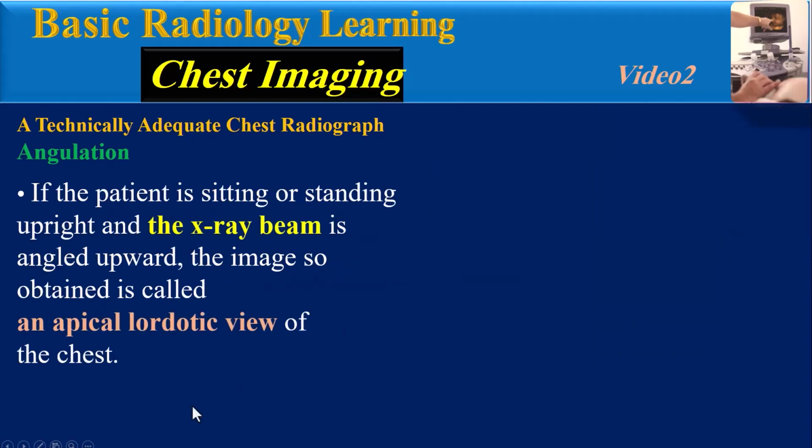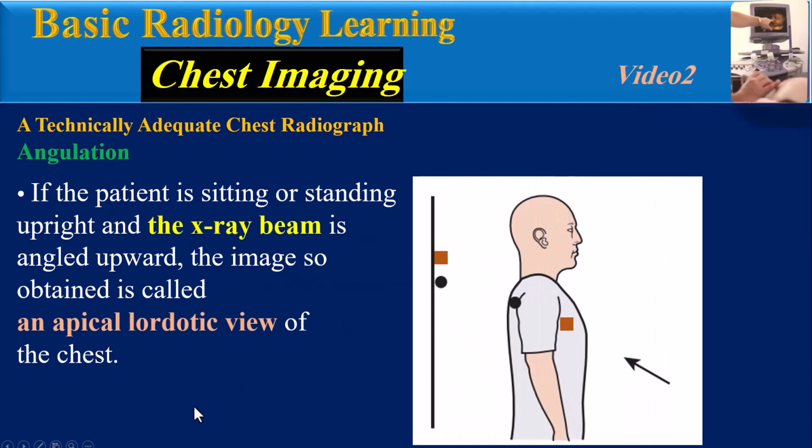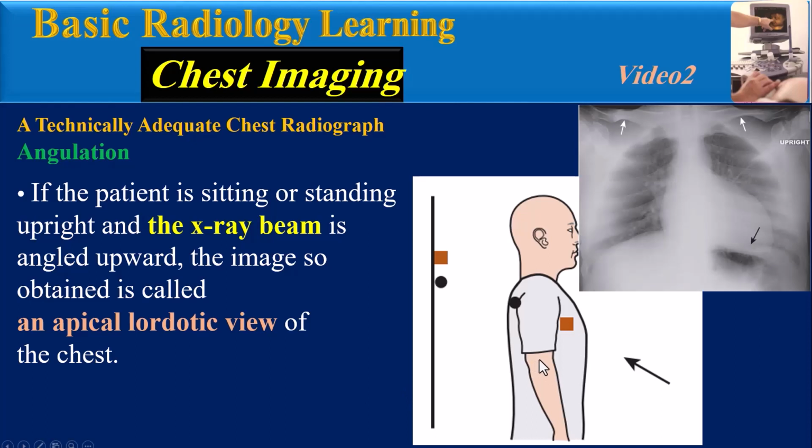As we can see here, in a standard PA chest radiograph the clavicles are lower than the first thoracic spine. If the patient is sitting or standing upright and the X-ray beam is angled upward, the image so obtained is called an apical lordotic view of the chest. As we can see here, the X-ray beam is no longer perpendicular to the cassette, which has the effect of projecting anterior structures like the clavicles higher on the radiograph than posterior structures like the spine.